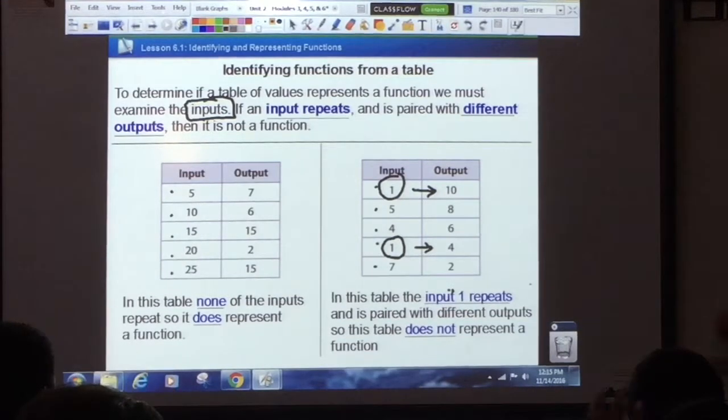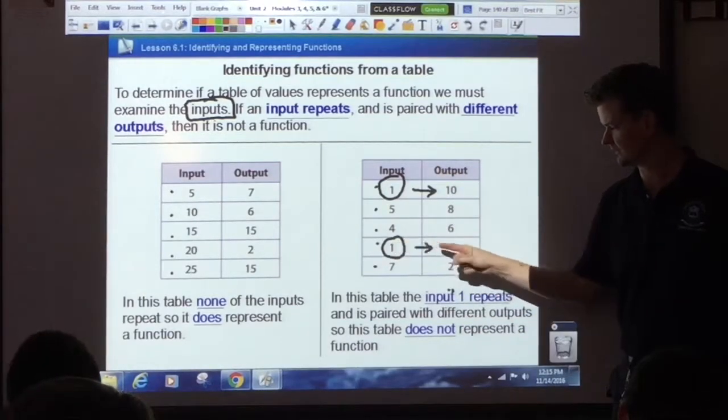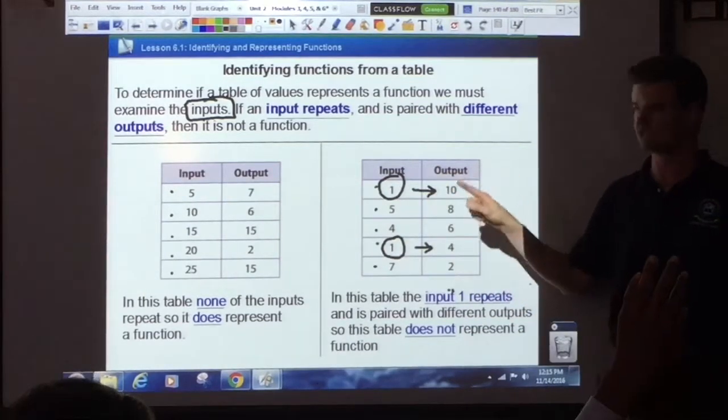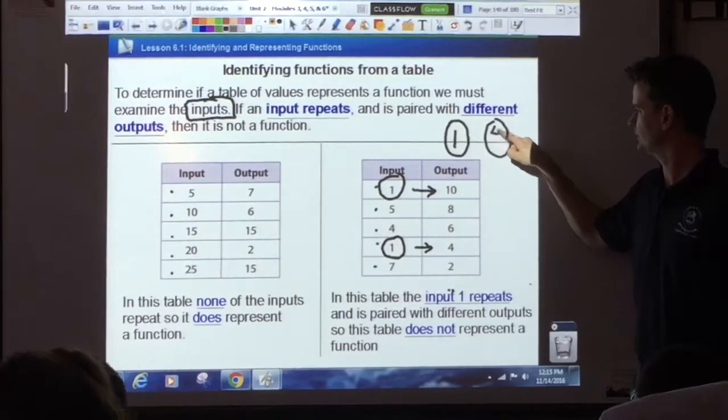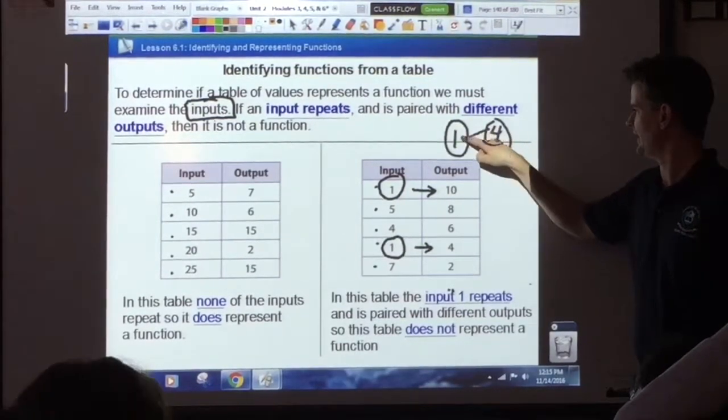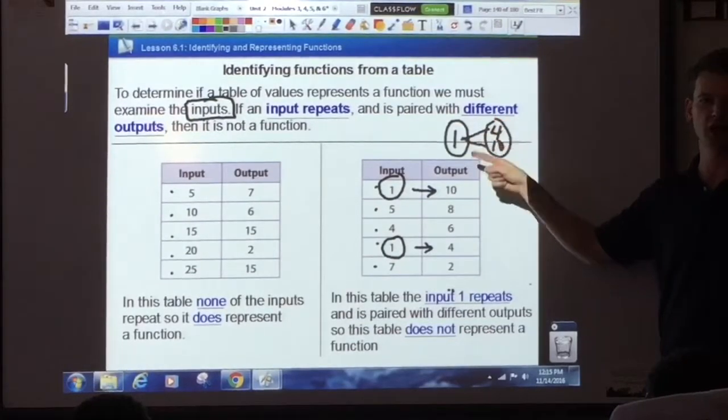It's just that simple. You look at the inputs. It repeats. It's paired with 4, it's paired with 10. That doesn't work because if this was a mapping diagram, it would look like this. 1, 4, 10. And as we know, that is not a function.